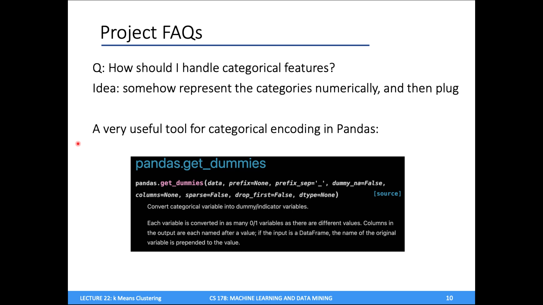Okay, it's kind of a pain to do this by hand. Imagine trying to create 50 new features for that state variable. So if you're trying to do categorical encoding in your data sets, there's this nice Python package called pandas that has a tool that will do this for you called get dummies. So check out the documentation for this. It's very useful.